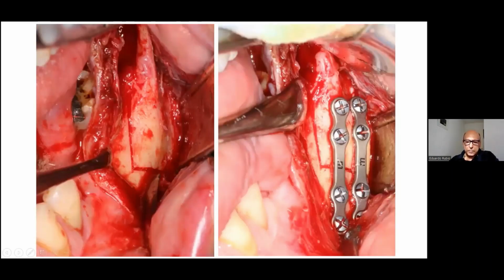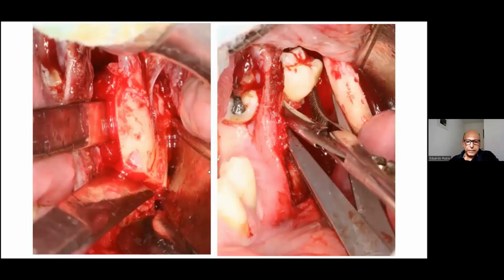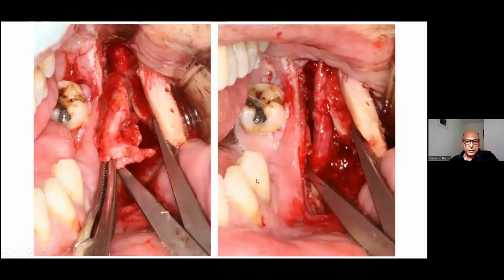Then we place both rigid fixations, all by intraoral approach. And then we made the split, and we have good visibility of that area, and we didn't take out any bone to do that. We take out the teeth, we take out the cyst. You can see here the inferior alveolar nerve. We can take care of it because we can see it.